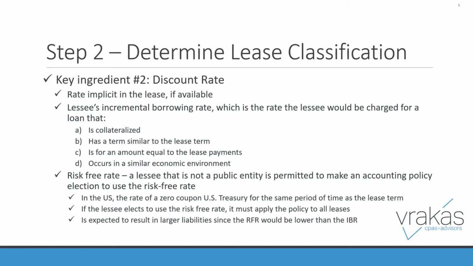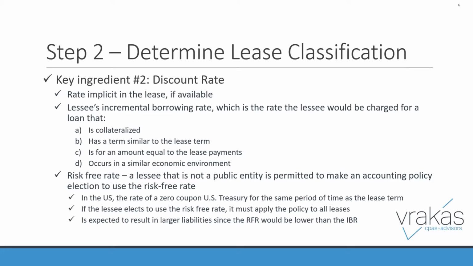Okay, key ingredient number 2 is the discount rate. If your lease has a rate specifically stated, that would be your discount rate. 99% of the time, there is no rate stated in the lease. So then you would go to the next step, which is you could use your incremental borrowing rate. That would be the incremental borrowing rate if you were going to get a loan for a similar type of asset, similar term as the lease term, etc. A private company is allowed to make an accounting policy election to use their risk-free rate and that would apply to all leases.